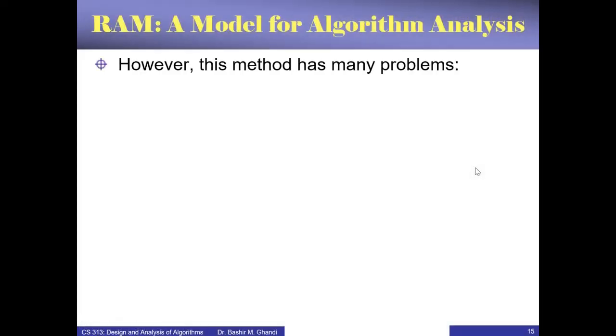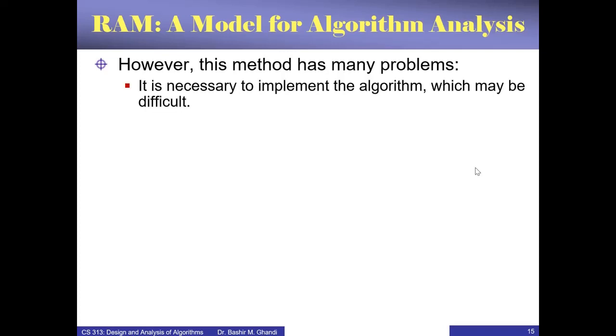However, this method of implementing an algorithm and then checking how it performs on a particular computer has many problems. I list some of the problems here. Number one is that it is necessary to implement the algorithm before you can actually evaluate its efficiency. And sometimes it may be difficult to implement the algorithm. So this is issue number one. You have to implement it to be able to analyze it.